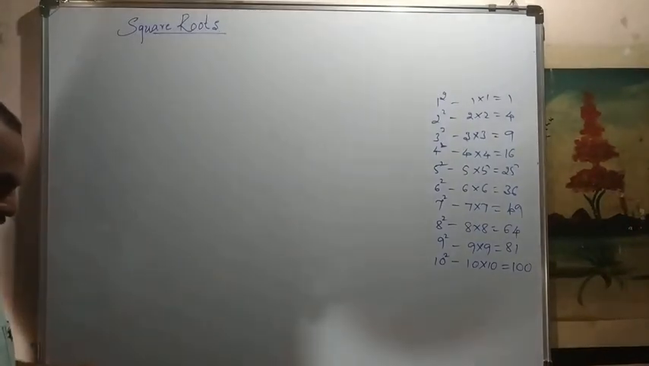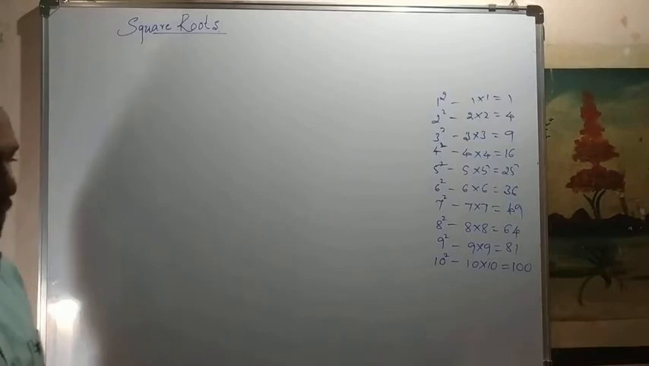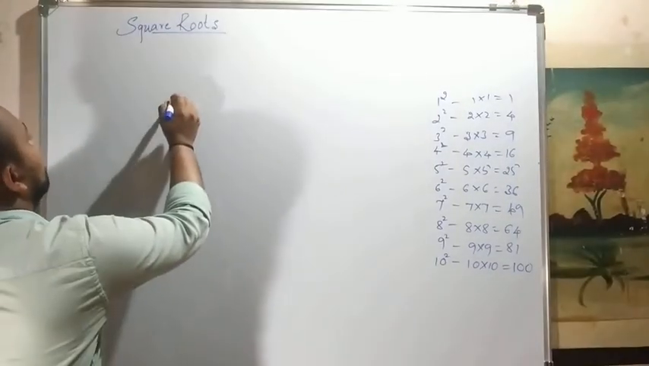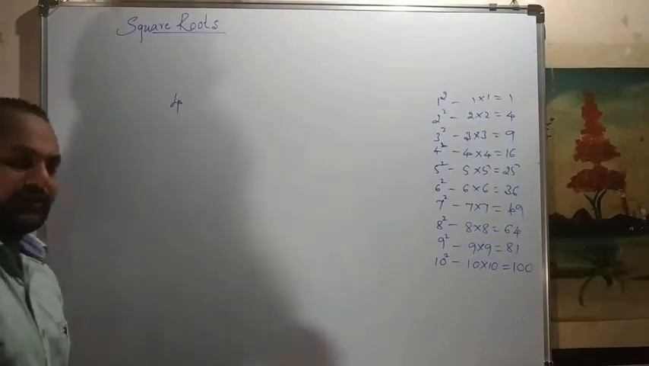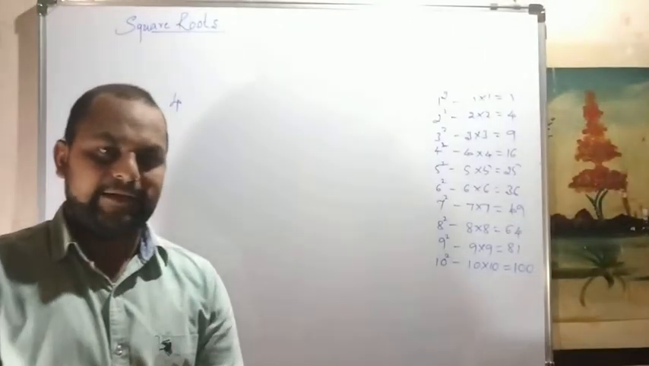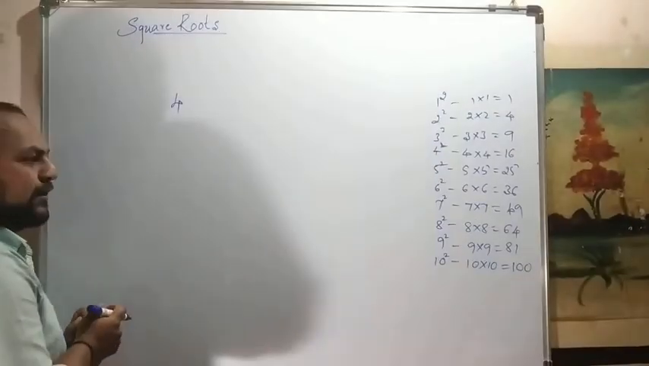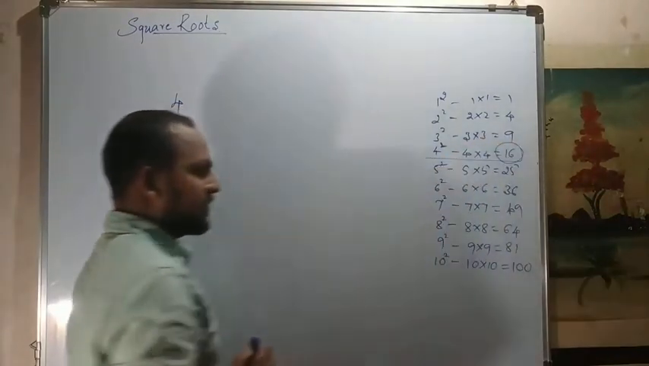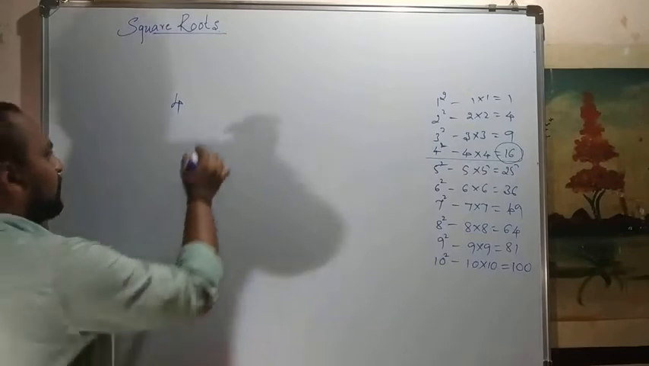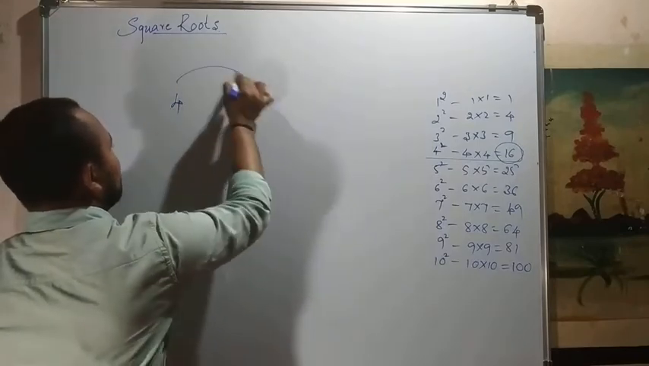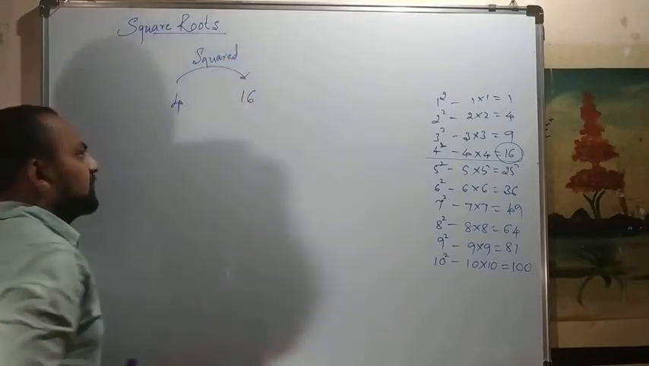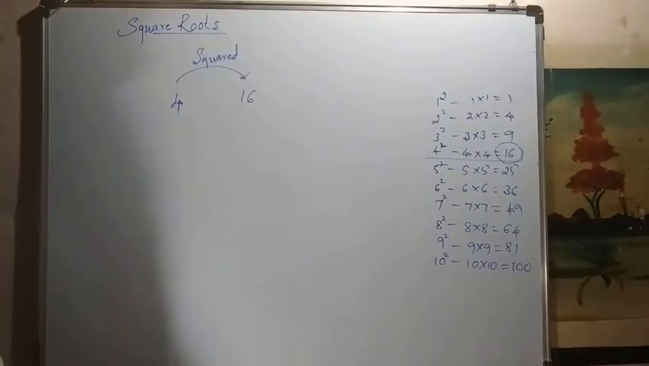Okay, then here the square root. For example, take a number 4. 4 is a natural number. The square of 4 is 16. The square of 4 is 16. Okay, this is the square.